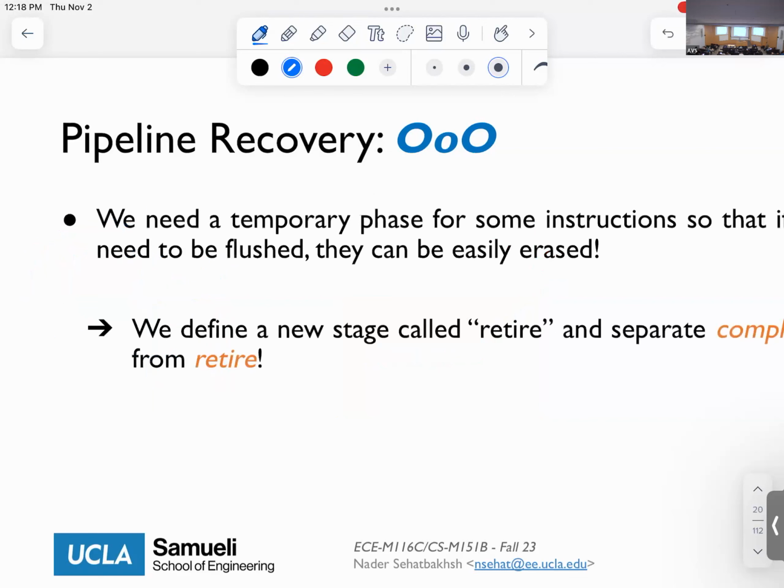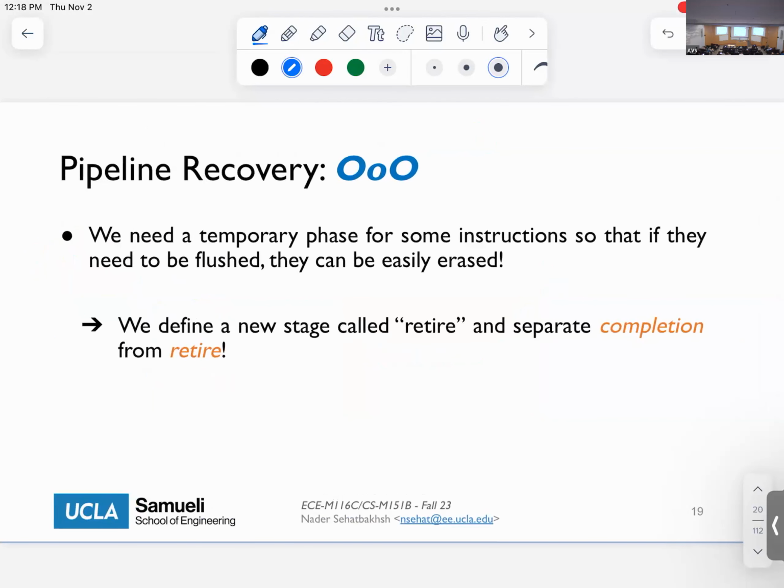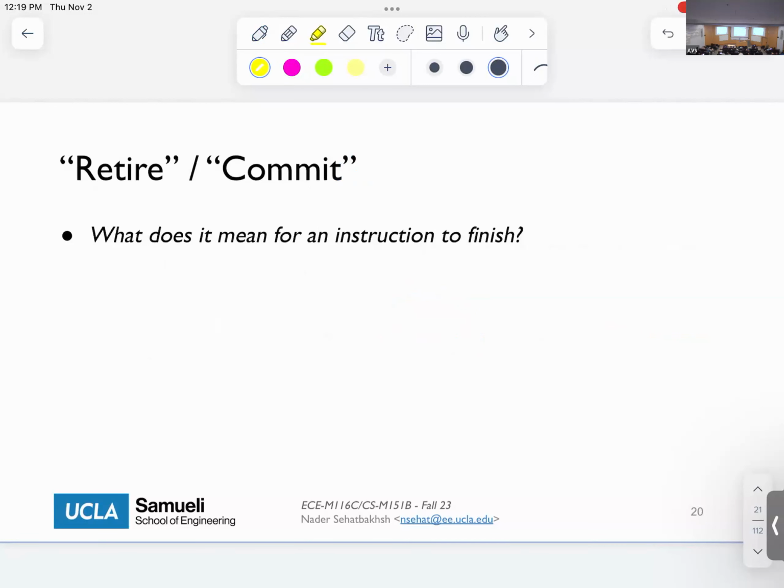So how do we fix this? We fix this by introducing a new concept, a new stage in our pipeline called retire, okay? So the retire is separate from completion. In the past, we said, okay, the instructions execute and then they complete, which means that they write their data into some form of memory or register file. But now we separate these two from each other. Once the execution is done, we call it complete. But once the result is written to the main memory or the register file, we call that retire, okay? So there is a separate definition between these two, okay?